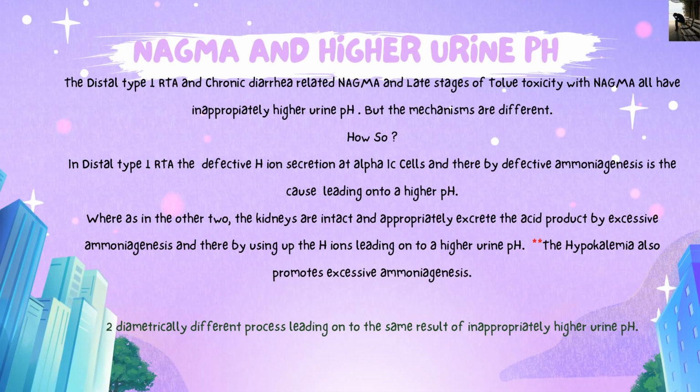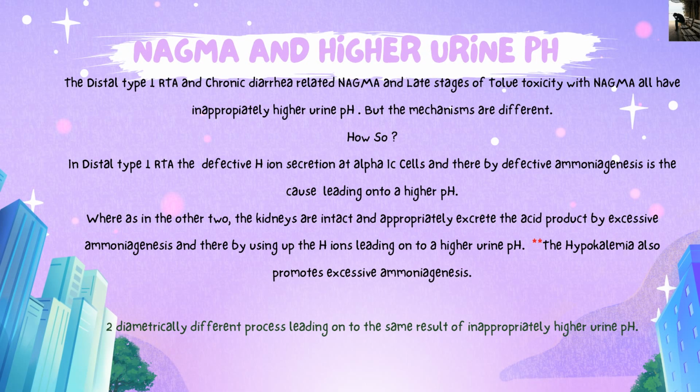Exploring the higher urinary pH in some of the NAGMA pathologies that we've already discussed, and looking at the underlying pathogenesis: distal type 1 RTA, chronic diarrhea related NAGMA, and later stages of toluene toxicity, which also results in NAGMA, are all acidemic states but have inappropriately higher urine pH. But the mechanisms that lead to this are different. Let's look at how this happens.